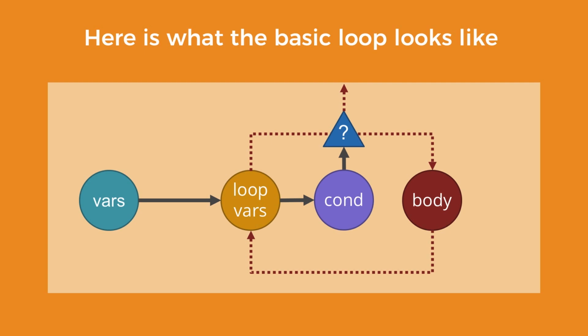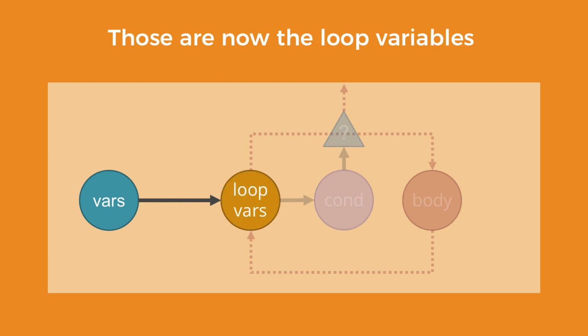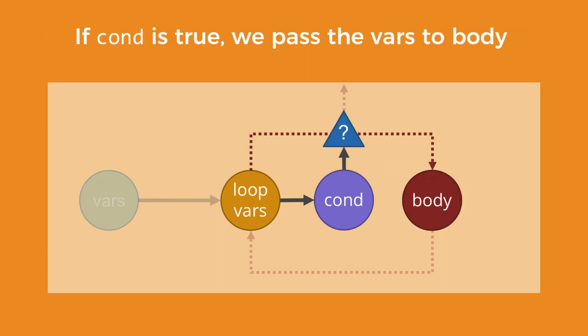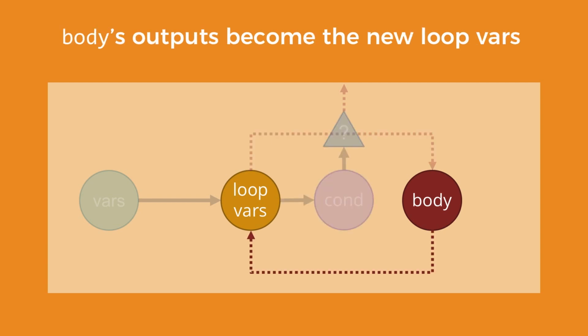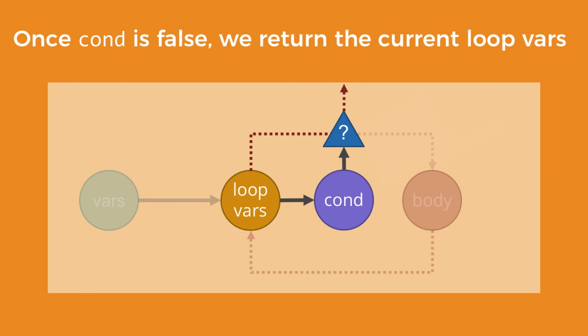Just graphically, going over what this looks like, we have some loop. We take our initial loop variables and pass those in, and those become the active loop variables. Those get passed to the condition, which then checks whether or not it's true. If it is true, the loop variables then get sent to the body. The body does its computation, and now the loop variables are the output from the body. And then this process repeats so long as condition evaluates to true. Makes sense, it's a while loop. Then finally, once we're done, we return the current loop variables.